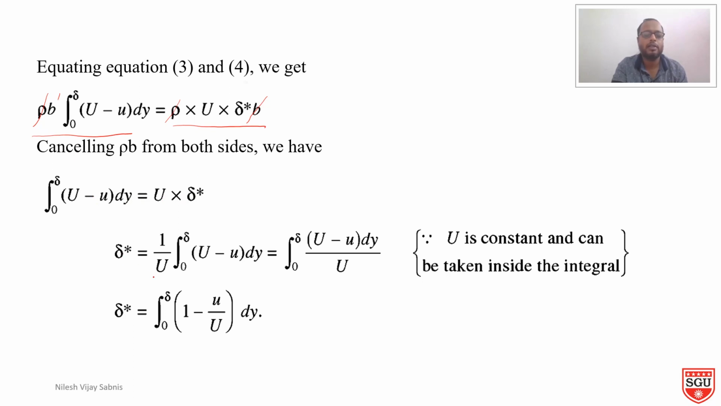So delta star is equal to 1 by capital U, integral 0 to delta of capital U minus small u dy. Taking capital U inside as it is constant and simplifying, we get the final equation: delta star is equal to the integral from 0 to delta of 1 minus small u by capital U with respect to dy. In this equation small u is the variable, and this equation is giving us the displacement thickness.